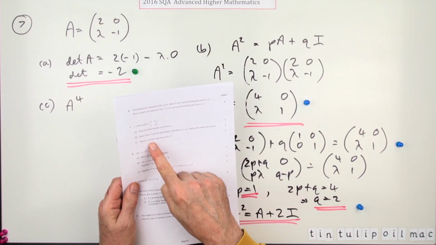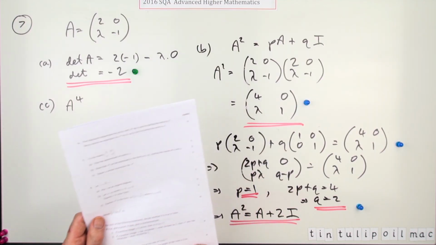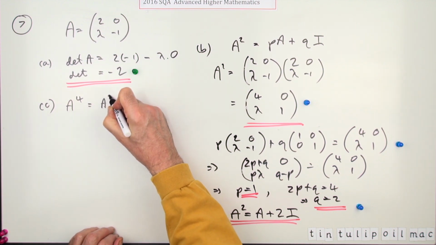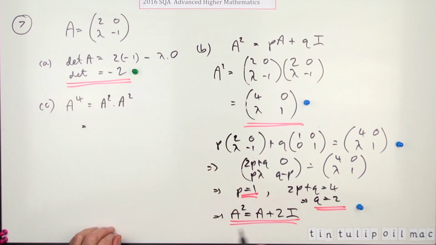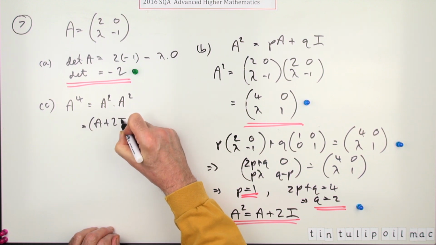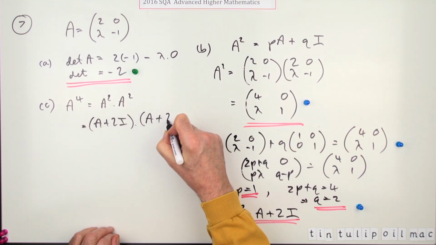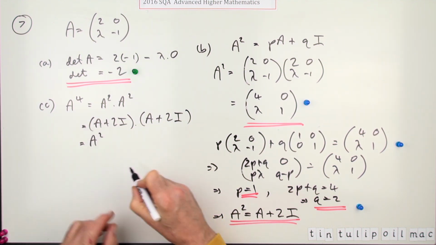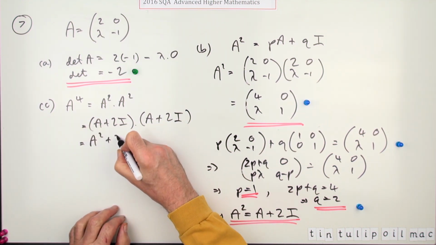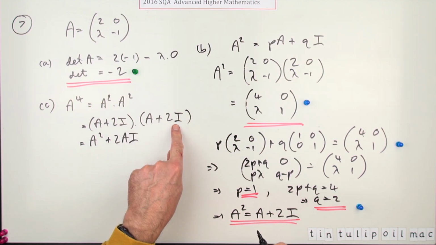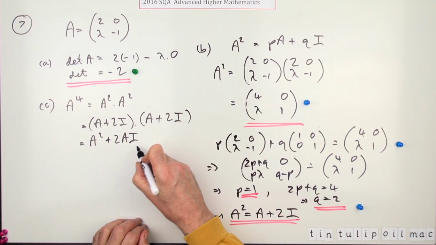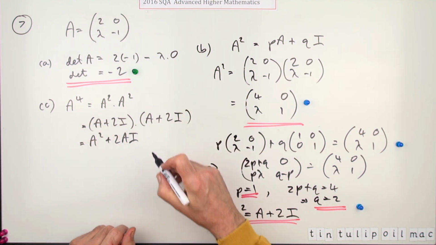Now part C, obtain a similar expression for A to the power 4. Well, a similar expression means a linear combination of A's and I's. Well, A to the 4 would be A squared times A squared. So that would be A plus 2I times A plus 2I. A times A, that's A squared. A times 2I, I'll just keep them in order, but of course it makes no difference multiplying by the identity matrix, whether you pre or post multiply it, but just keep them in order the way you should when you do matrix multiplication.